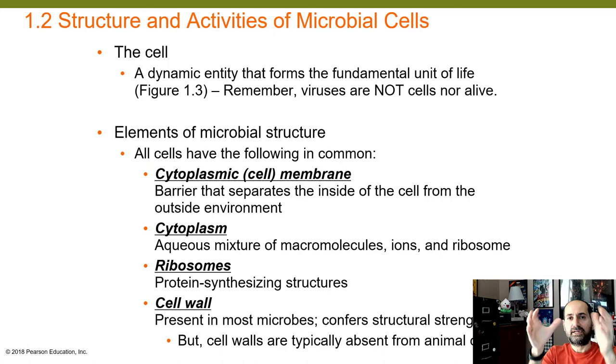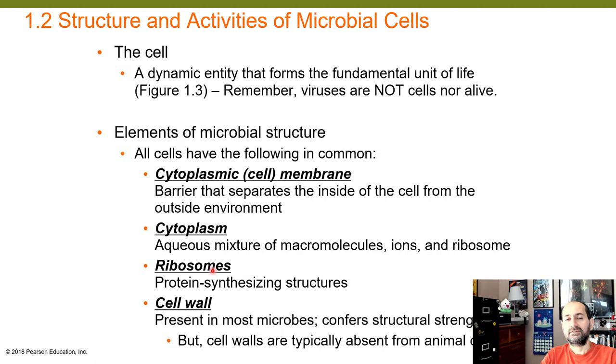Now, the composition of that membrane can vary a little bit, but all cells have a form of plasma membrane around the cell, eukaryotic and prokaryotic cells. Ribosomes. Microorganisms have ribosomes. Remember, this is the organelle that synthesizes proteins. Now, keep in mind, although ribosomes are organelles, they are not membrane-bound organelles. Remember that prokaryotes typically do not possess membrane-bound organelles.